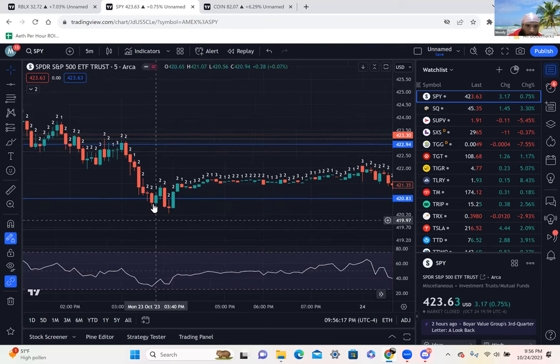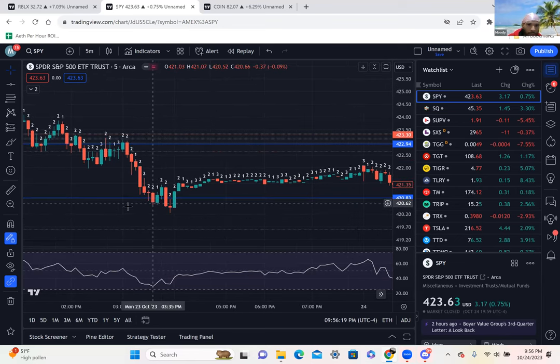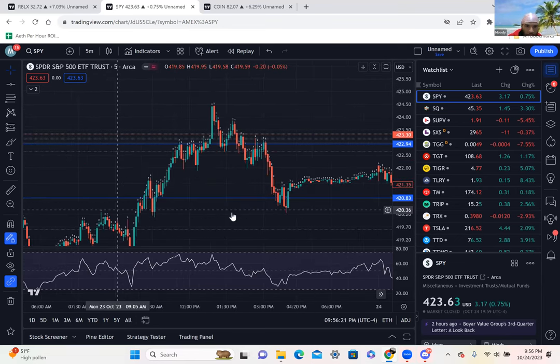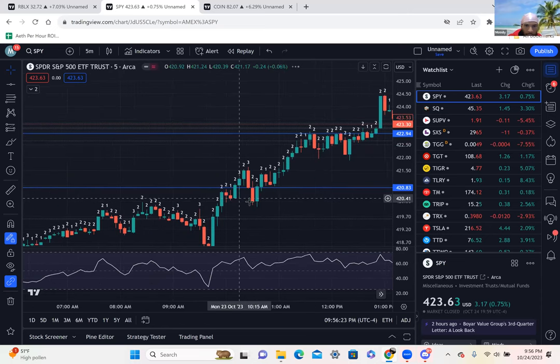Oh, snap, there was another one right there. Okay, come back over here. Like, another, that's a tweezer bottom reversal. A morning star on a higher time frame, right? Has to be a morning star on a higher time frame because we got to condense, right? We got to combine these two candlesticks, and when we combine them, now we got one candlestick, right?